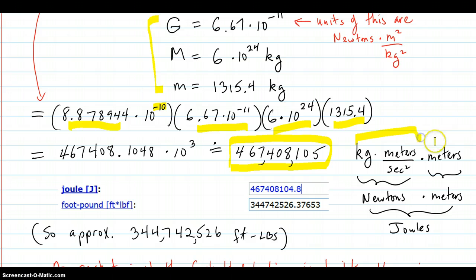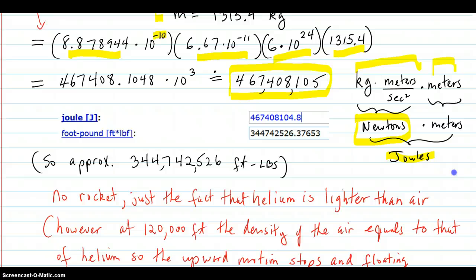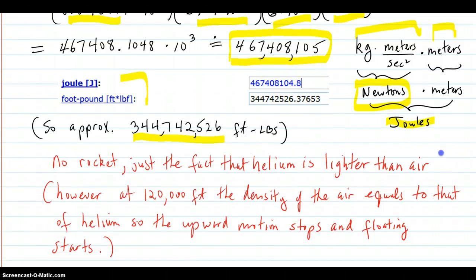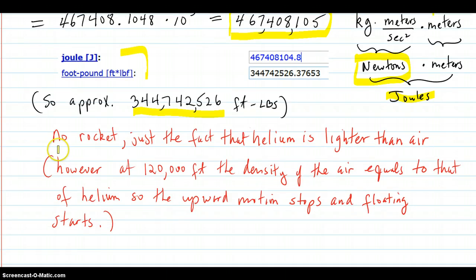So that's a force times the distance in meters. But this force is also called newtons in the metric system, times the meters. And newtons times meters is further reduced and called joules. Joules of work in the metric system. Then I put that into my joules to foot-pounds converter that I found online, and this is how many foot-pounds it is. So that's a lot of work being done to raise that capsule, and yet there's no rocket. It's just the fact that the helium is lighter than the air, and that's what's doing it.